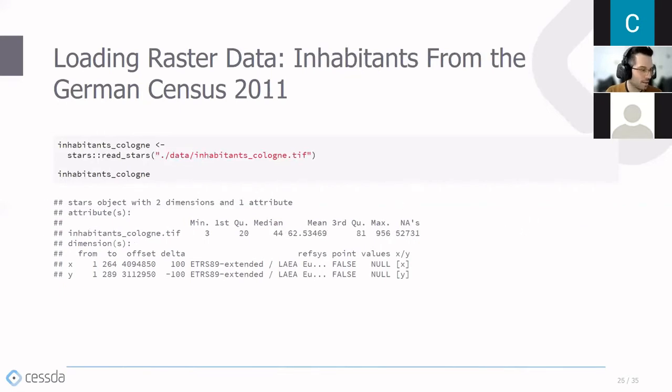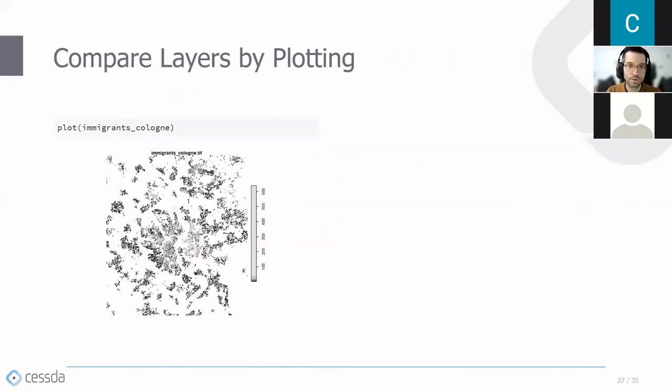All right, and we do the same for the inhabitants in each grid cell in Cologne. So it's basically the same. Again, we assign it to an object, inhabitants_cologne. Here's the location of the raster file. And this time, again, it's similar. We have these data protection measures in place, and we have information about the actual resolution of this raster cell. And we again can use this plot command, this generic plot function in R, to have a first look at the data set.